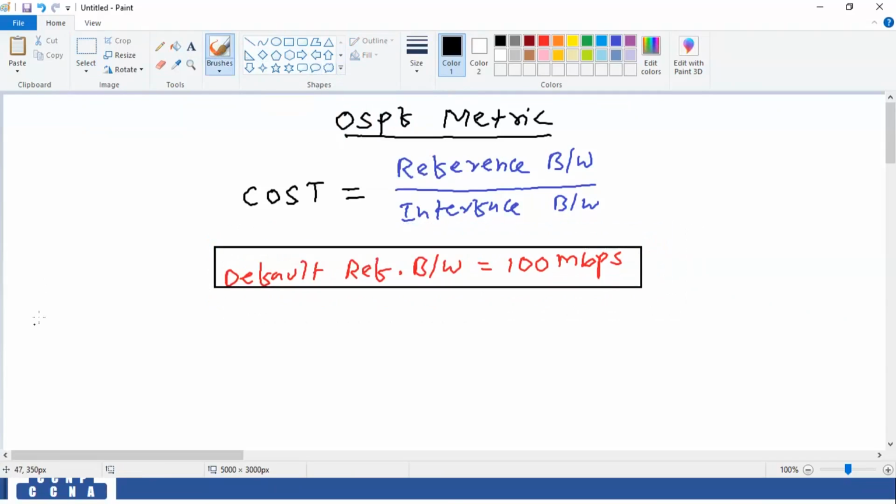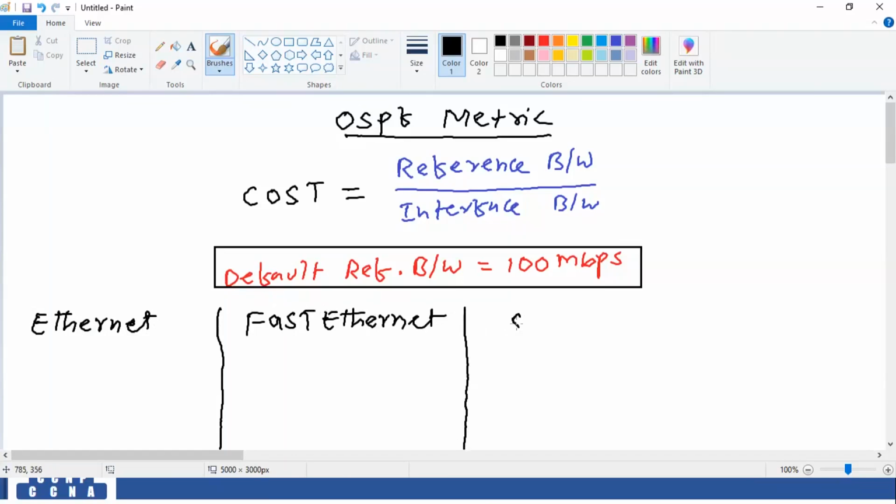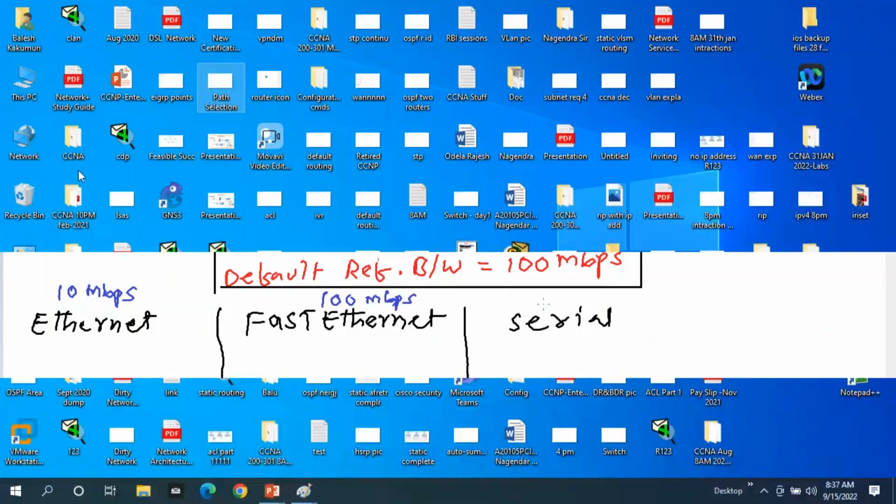Generally, what type of interfaces do we use? Ethernet, fast Ethernet, serial ports. These are all the types of interfaces we use. Interface bandwidth means, for example, Ethernet bandwidth. What is the bandwidth of an Ethernet port? Sorry, it's 10 Mbps actually. Fast Ethernet is 100 Mbps, correct? Serial port? Don't know.